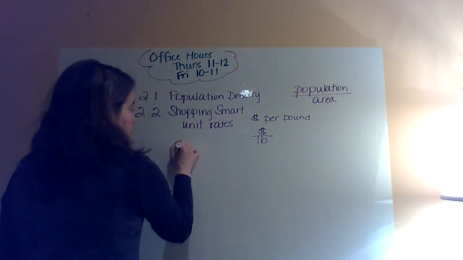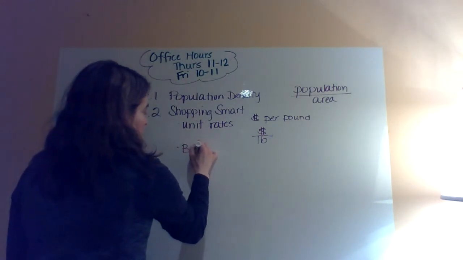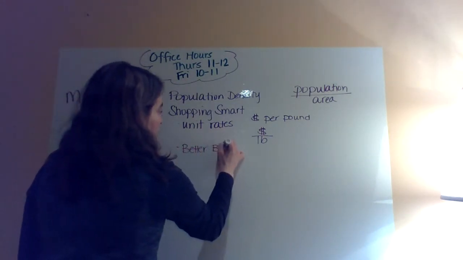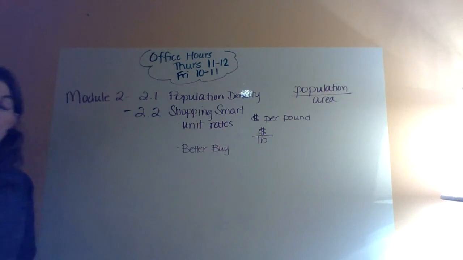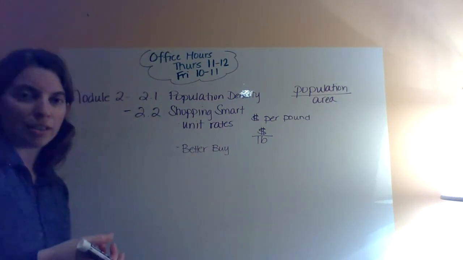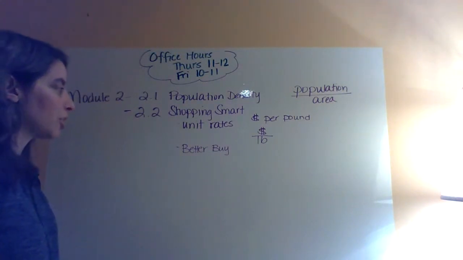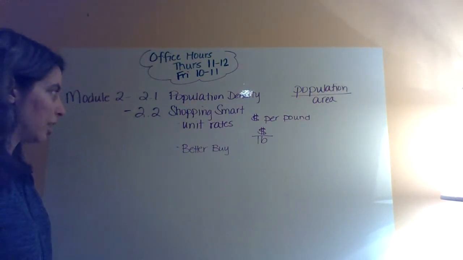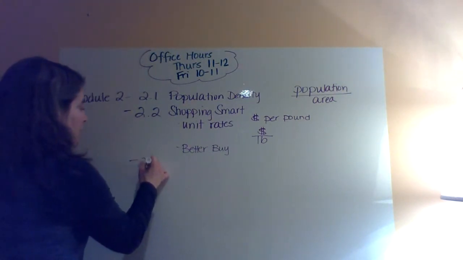In Shopping Smart, we also talked about which is the better buy, the smaller amount per ounce. If one bag of chips is going to cost you 17 cents an ounce and the other one is going to cost you 14 cents an ounce, the 14 cents per ounce would be the better buy.